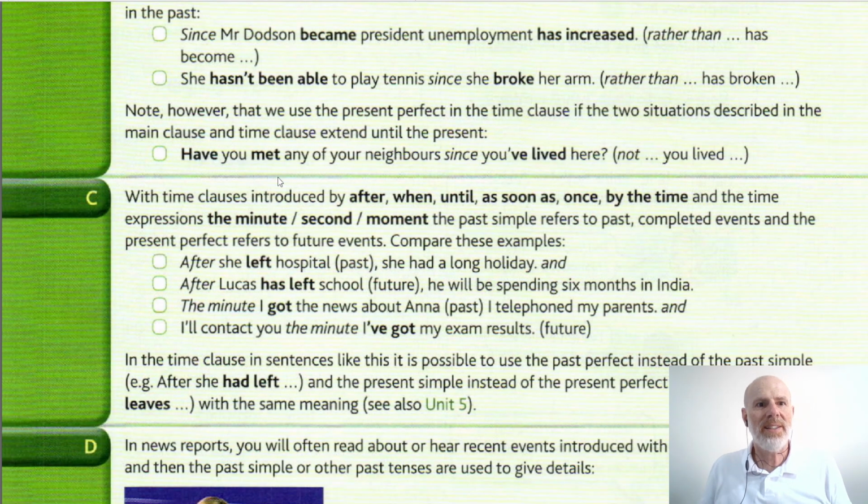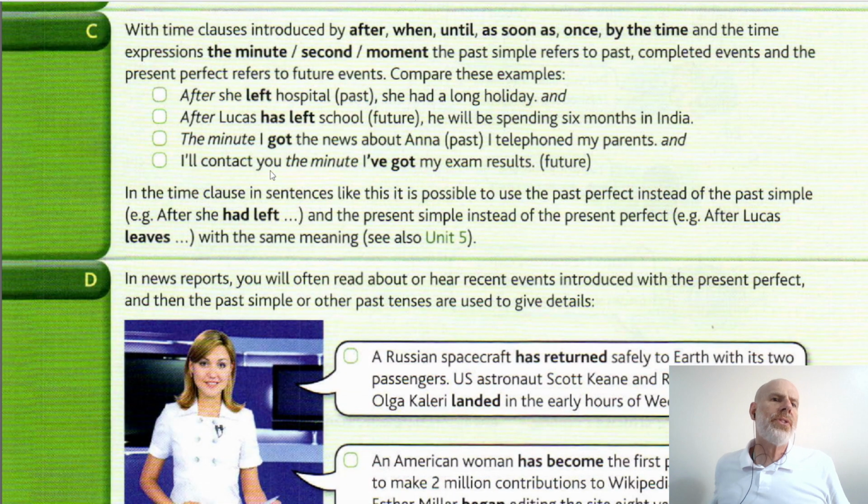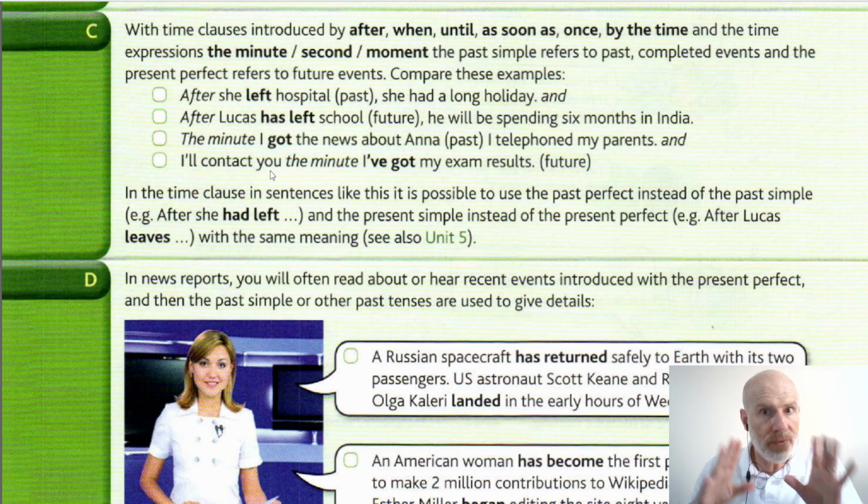Very interesting, this difference. Let's see part C. With time clauses introduced by after, when, until, as soon as, once, by the time, and the time expressions the minute, the second, the moment, the past simple refers to past completed events, and the present perfect refers to future events. Ooh, let's see these examples. Very interesting one. Pay attention, please.